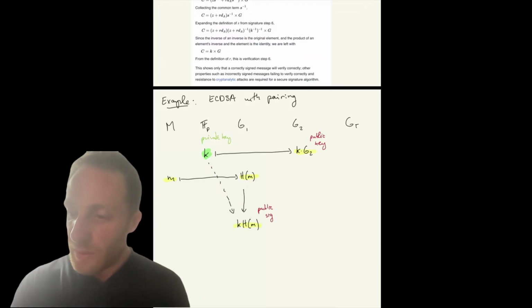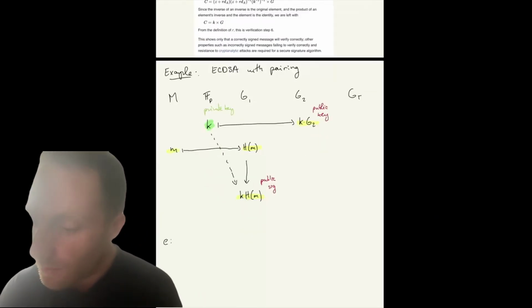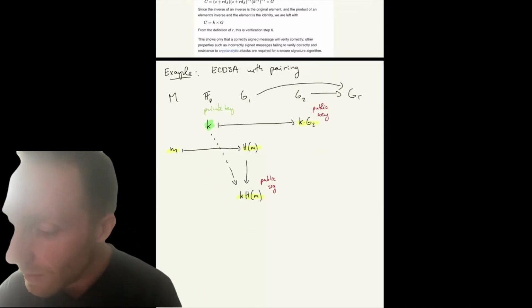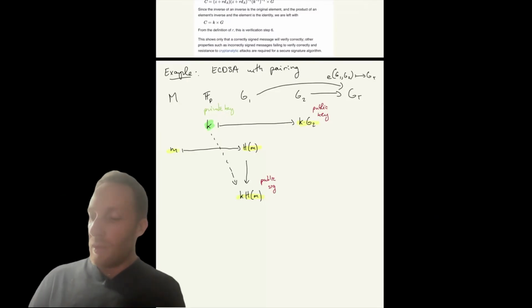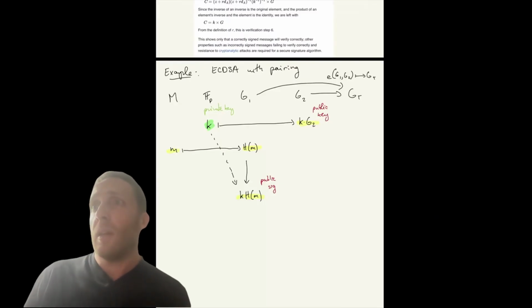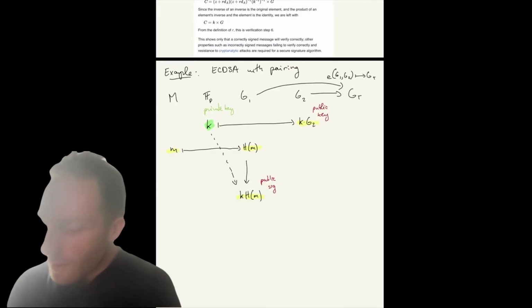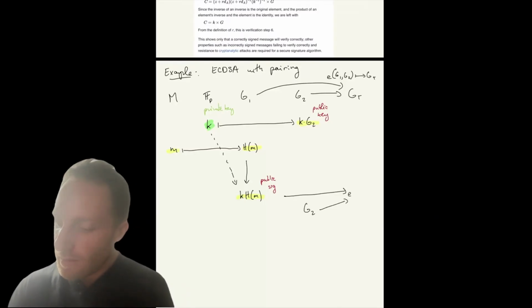Okay, so what do we do? Remember that we have this function E, which takes an element of G1 and an element of G2, right? So we have E of G1, G2 goes to GT. So what are we pairing? We have G2 here. So we'll take this with G2, and this will give us E of KHM, G2.